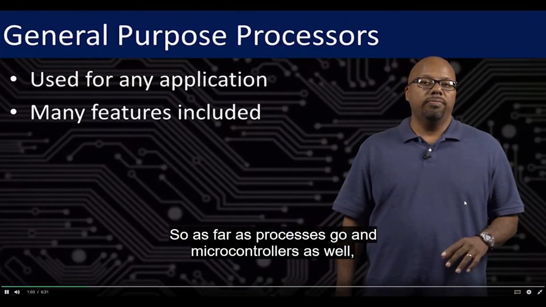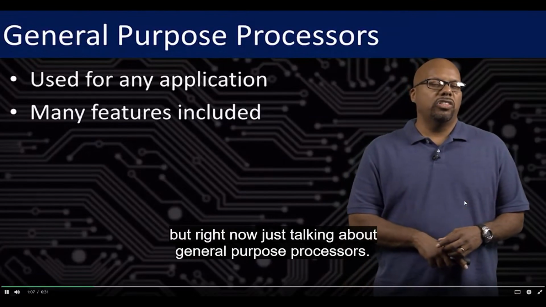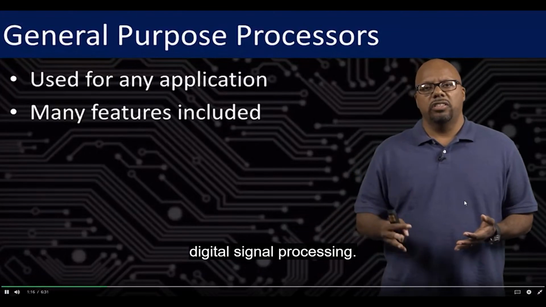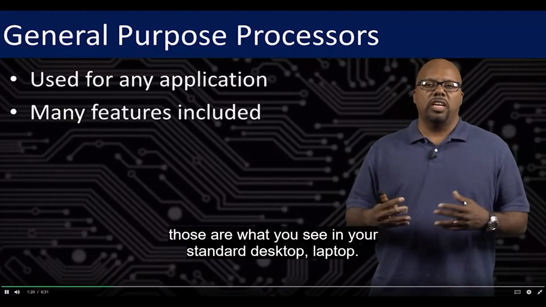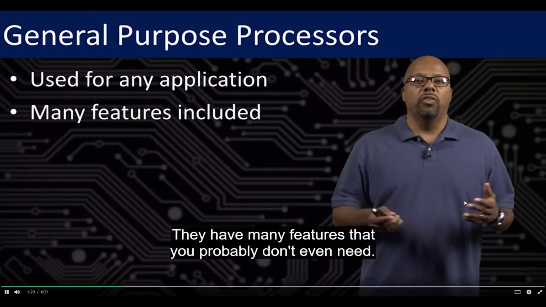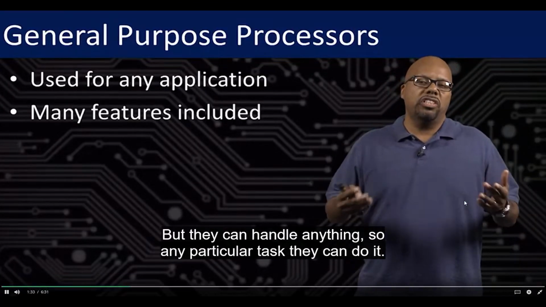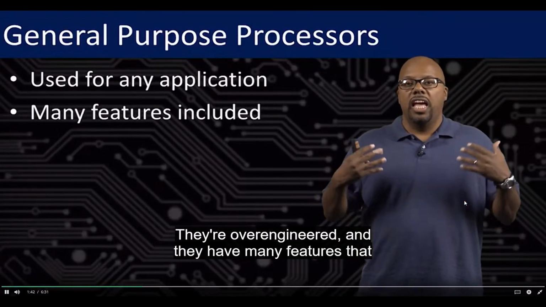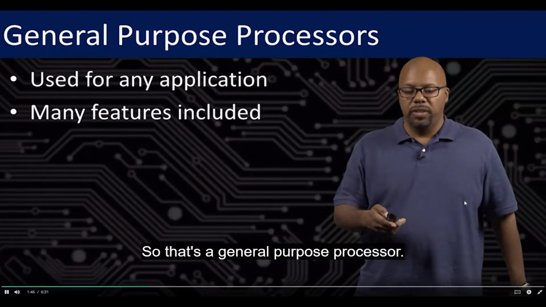As far as processors go, and microcontrollers as well, but right now just talking about general purpose processors, you can classify them into two broad categories: general purpose and digital signal processing. General purpose processors are what you see in your standard desktop or laptop. They're used for any application, and they include many features, but they're overkill for most tasks. They have many features that you probably don't even need, but they can handle anything. Any particular task, they can do adequately. But they tend to be more expensive because they're over-engineered, and they have many features that maybe you don't need, but they have them just in case. So that's a general purpose processor.